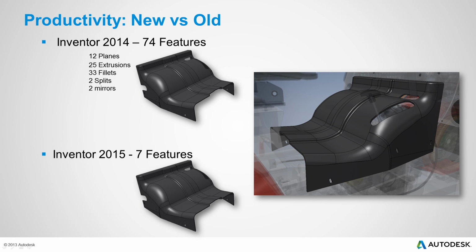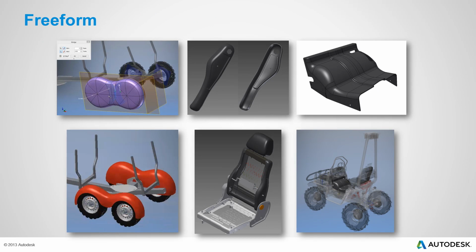This customer VMech created this cover for the engine and transmission tunnel. And as you can see in Inventor 2014, this part required 74 features and was, I don't want to say the part was problematic, but it definitely took a while to create this part. Whereas now in Inventor 2015, with the freeform modeling tools, this same part takes exactly 7 features.